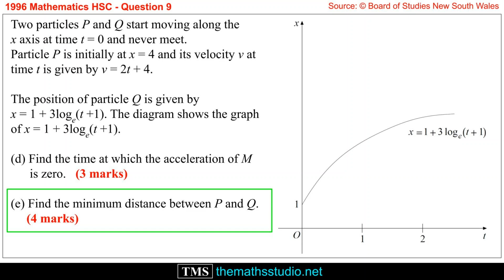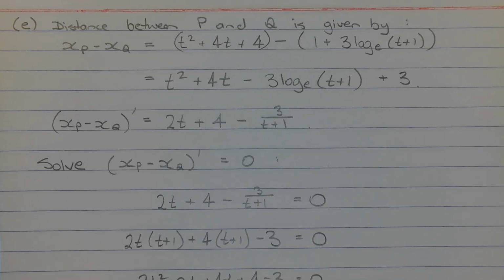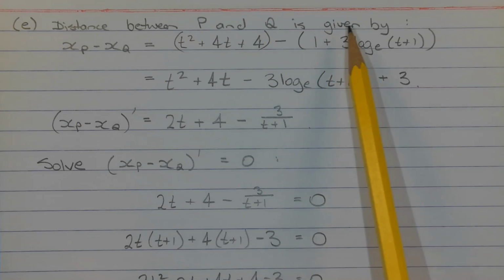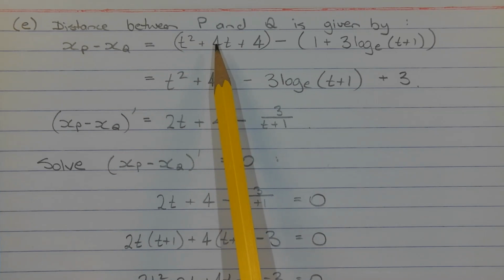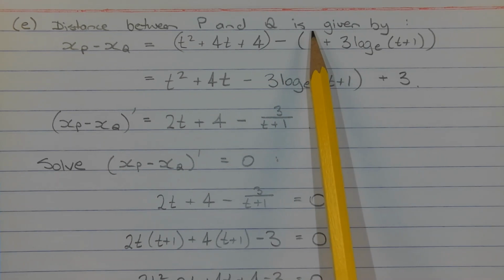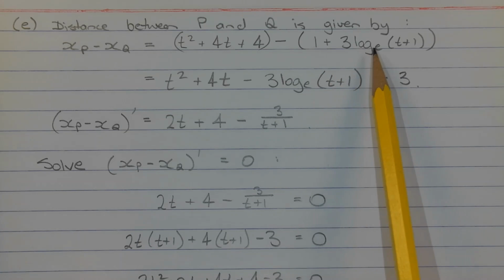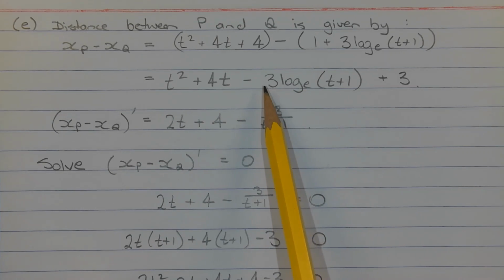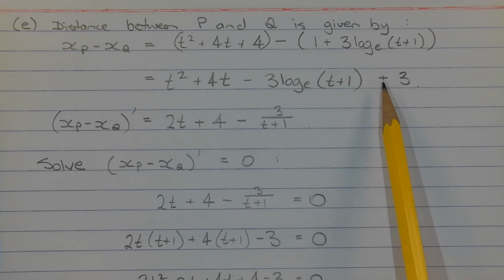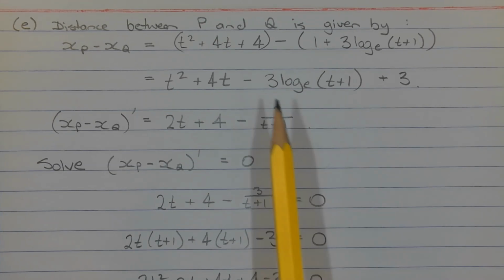Part E. Find the minimum distance between P and Q. The distance between P and Q is given by xp minus xq is equal to t squared plus 4t plus 4 minus (1 plus 3 times log base e of t plus 1). Expanding the brackets, we get t squared plus 4t minus 3 times log base e of t plus 1 plus 3. Now we get the plus 3 from 4 minus 1.